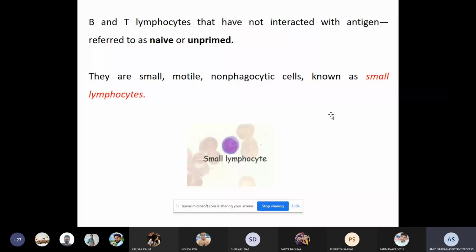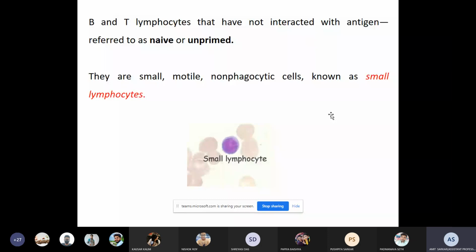Here also, B and T lymphocytes that are yet to interact with antigen have originated from the bone marrow, B cells and T cells both. Then B cells mature in the bone marrow. T lymphocytes migrate to the thymus and mature there. They are matured, everything is fine, but they are yet to get any chance to interact with antigen. Those are known as naive or unprimed B lymphocytes or T lymphocytes.